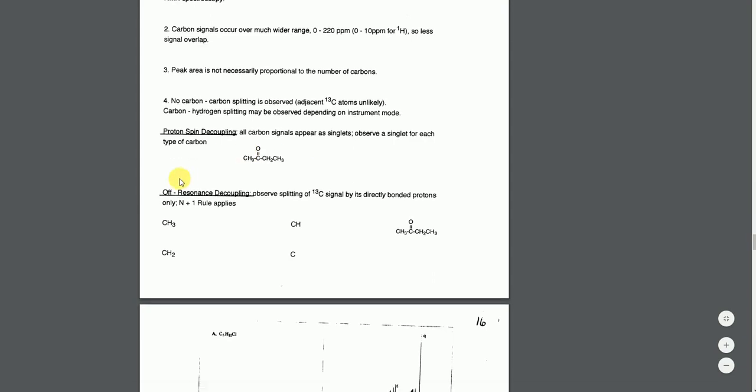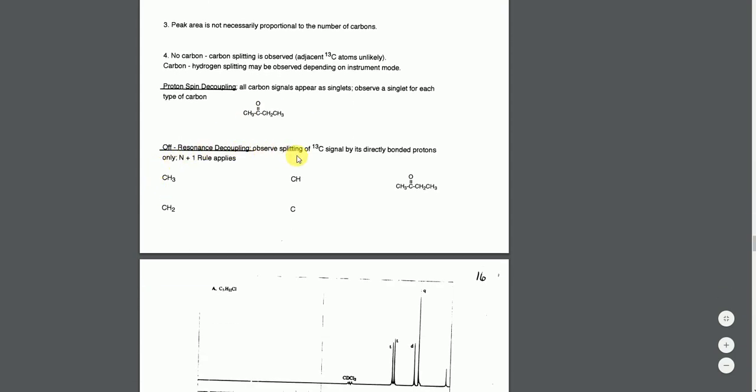Okay? And then for off-resonance decoupling, you observe splitting. So there will be splitting by other carbons. So if I say this carbon, once it's off-resonance decoupling for C13, I just count the number of adjacent carbons and I just add 1. Okay, so n plus 1 rule. So this one, the n plus 1 value for this one will just be, I have 1 unique carbon next to it, so it'll be 2.